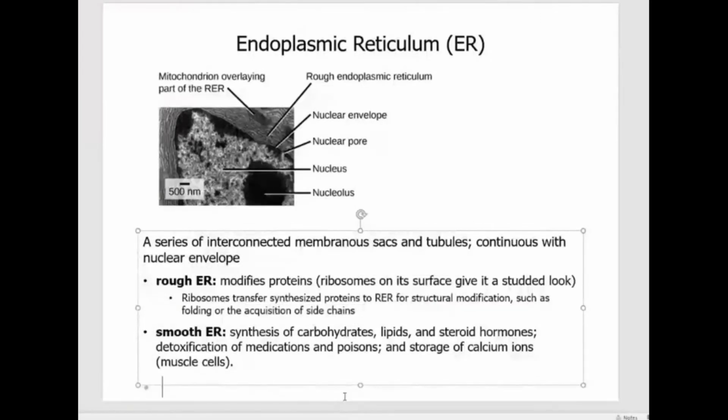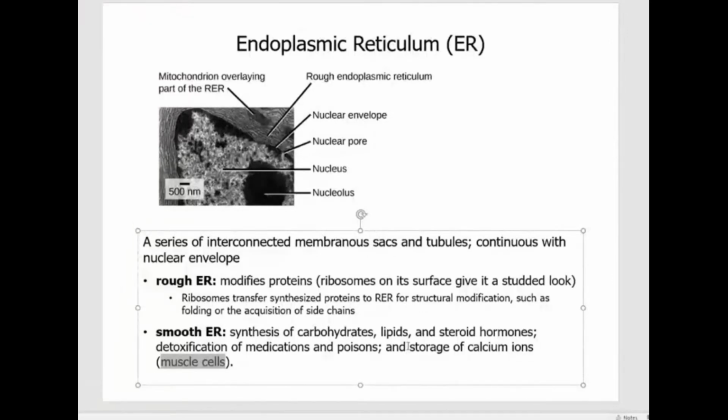What about smooth ER? Smooth ER has a very smooth appearance because there are no ribosomes studded on the surface. Smooth ER is usually involved in synthesis of carbohydrates and lipids, and that includes some steroid hormones. It can also do some detoxification work. For example, certain drugs that you take are poisonous or toxic to cells, so the smooth ER can detoxify those drugs.